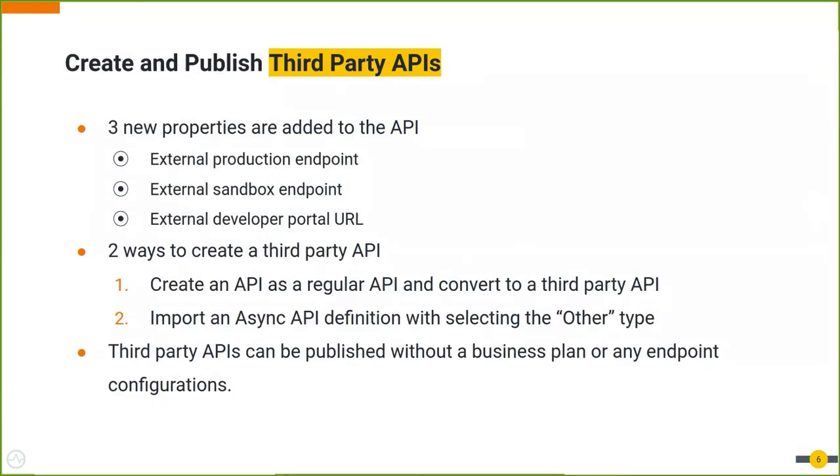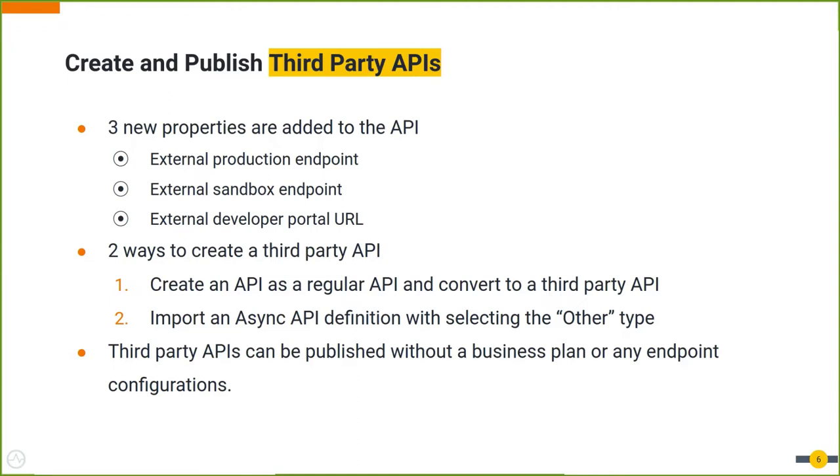There are three new properties added to the API to store the external or third-party API information. They are external production endpoint, external sandbox endpoint, and external developer portal URL. There are two ways to create a third-party API. The first one is to create an API as a regular API and convert it to a third-party API. And the second one is to import an async API definition with the other type from the publisher portal.